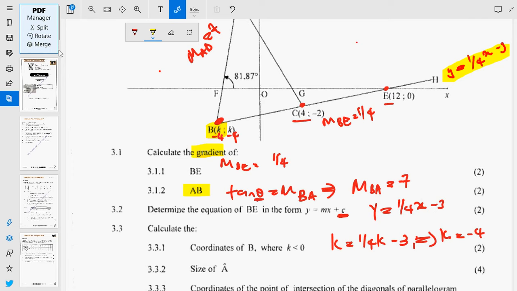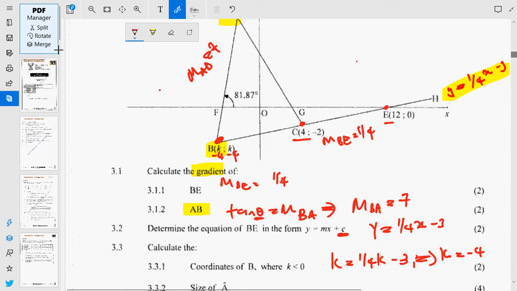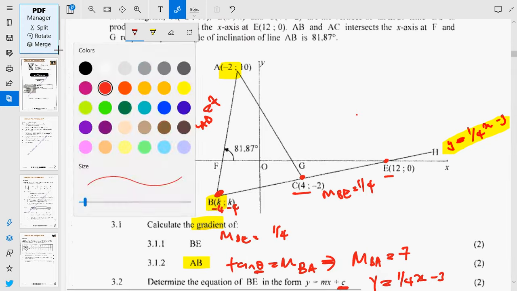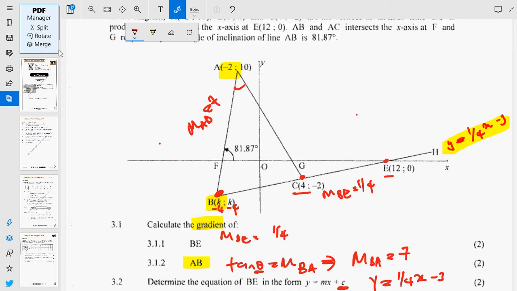And now they ask us to determine the size of A. Okay, so let's quickly scroll up and have a look at A. Now, if you look at A, you will see that A is at the top there. The focus here is this triangle. If you could determine this angle here, which is the inclination, then you can use the fact that the exterior angle of a triangle is equal to the sum of the two opposite interior angles. You can calculate the gradient of AC. The gradient of AC will be -2, and use inclination.